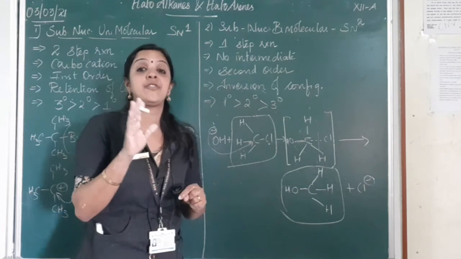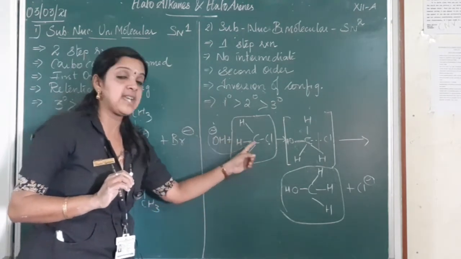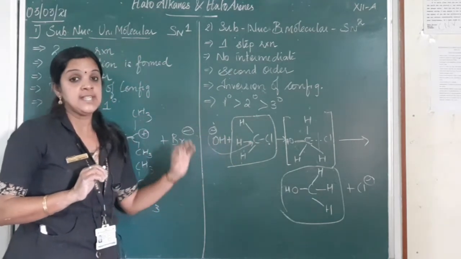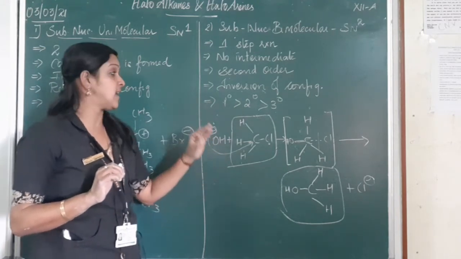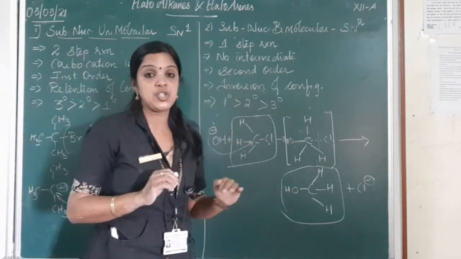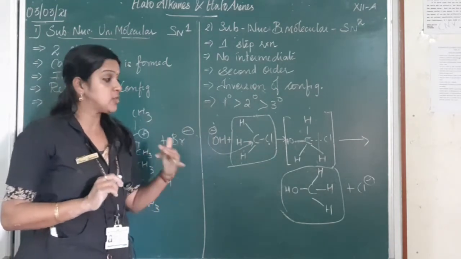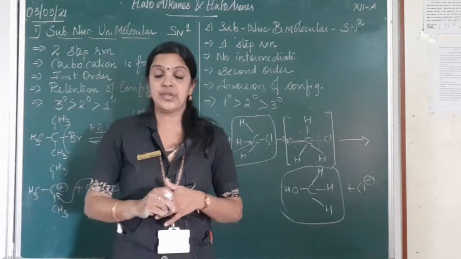That is, it is not going to allow this OH minus to come and attack the carbon so easily. It is going to be very, very difficult. At that point of time, OH minus can attack easily only with primary alkyl halides. So that's why we say primary alkyl halides can easily undergo SN2 reactions compared to secondary and tertiary. So these are the main differences between SN1 and SN2 reactions.